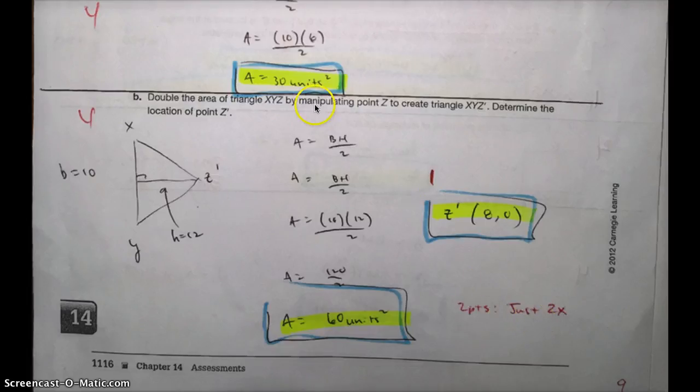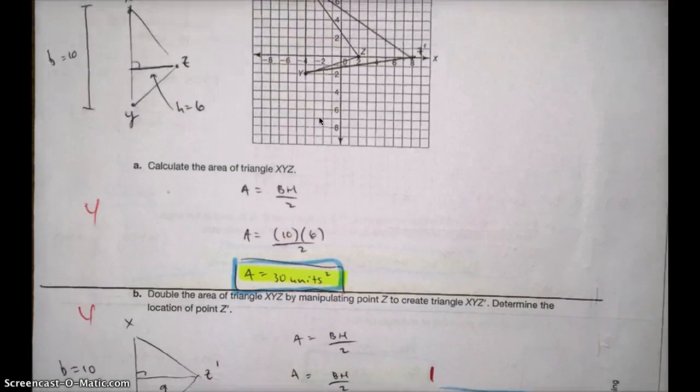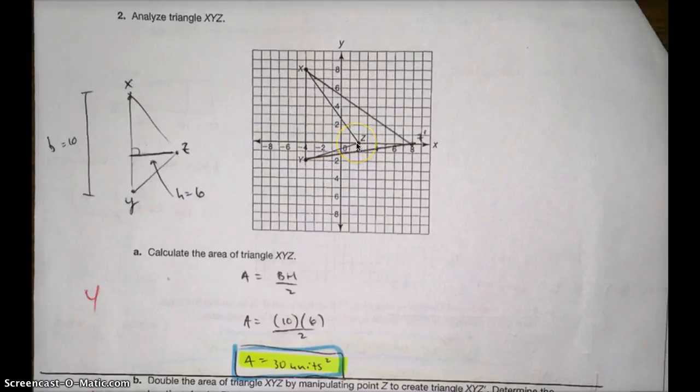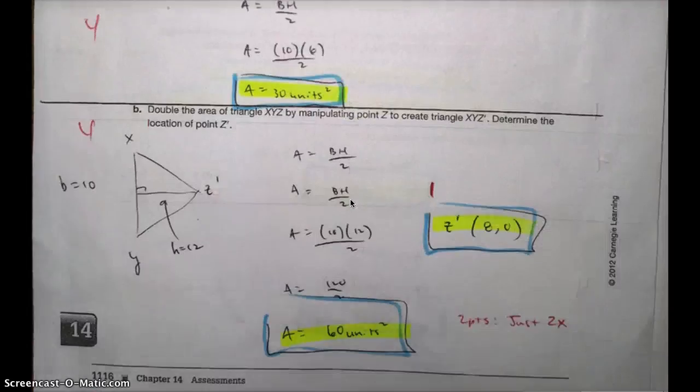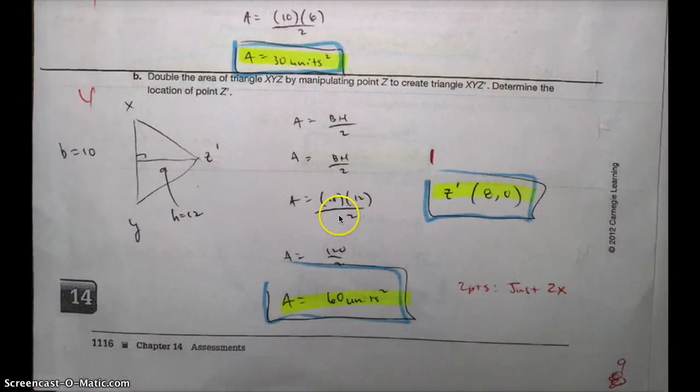We talked about in class how to manipulate one of the points. Here is Z. All you have to do is double, times 2, either the height or the base, but not both. For example, the height here is 6. So if I just go 6 more here, this gives me the coordinate Z prime. So now my triangle is X, Y, and Z prime. Therefore, my base stays the same, which is 10, but my height will turn into 12. 10 times 12 is 120. 120 divided by 2 is 60. The answer is 60 units squared.